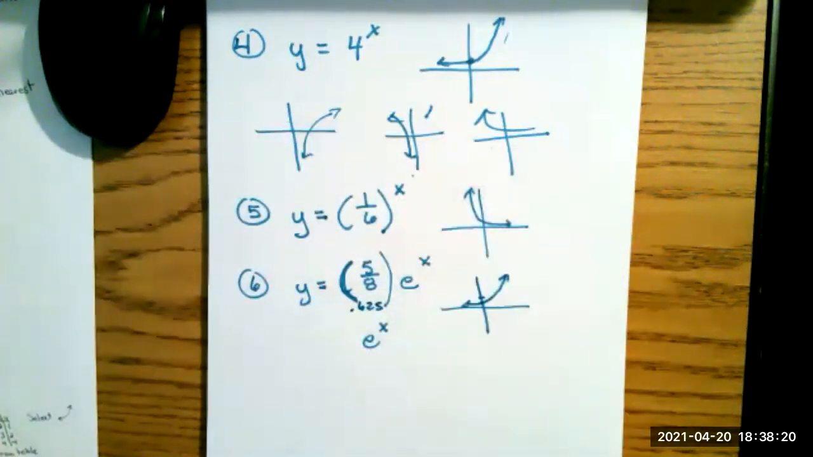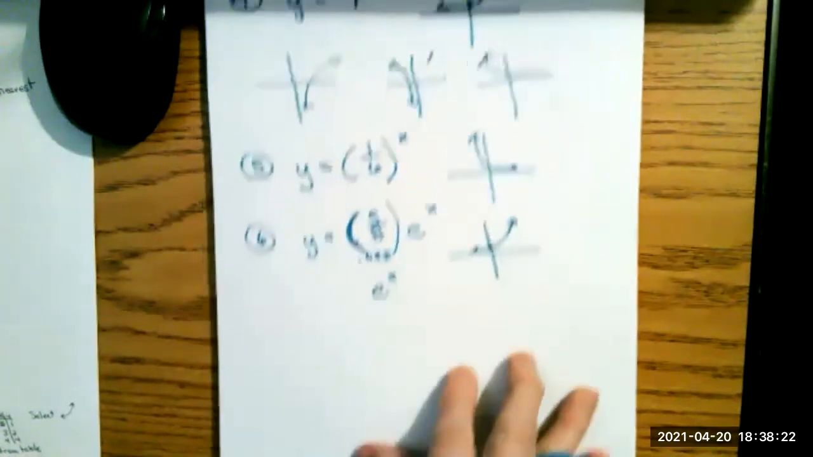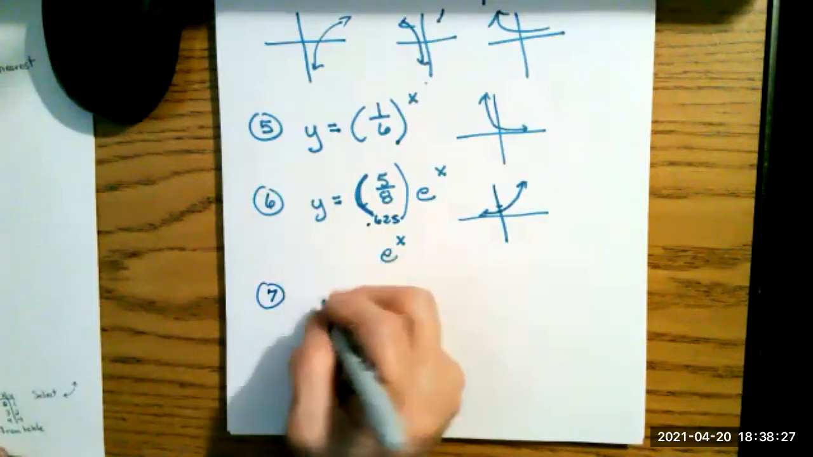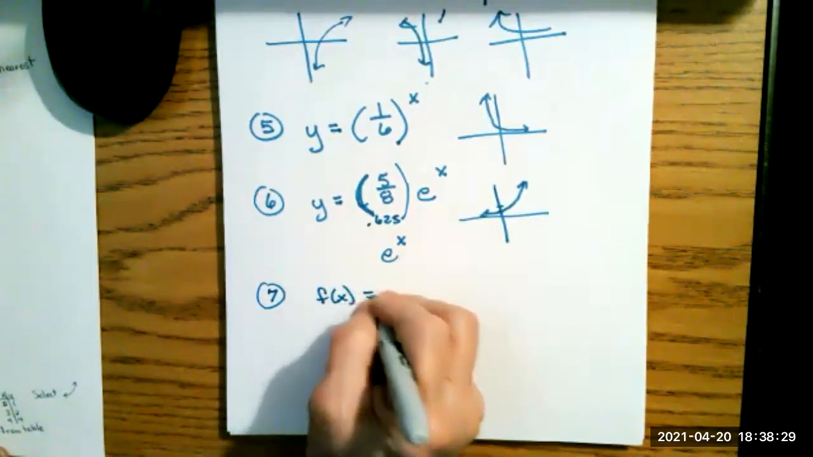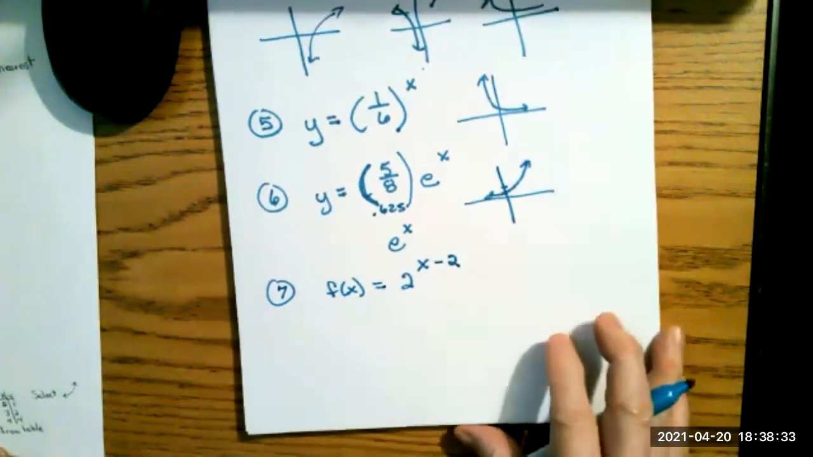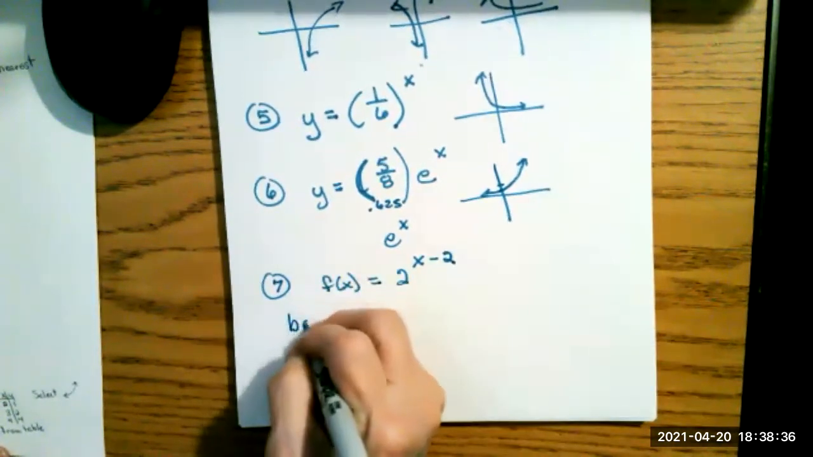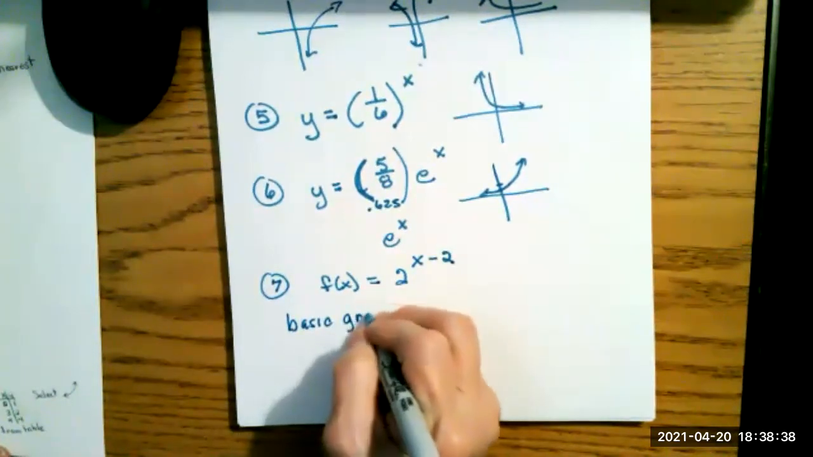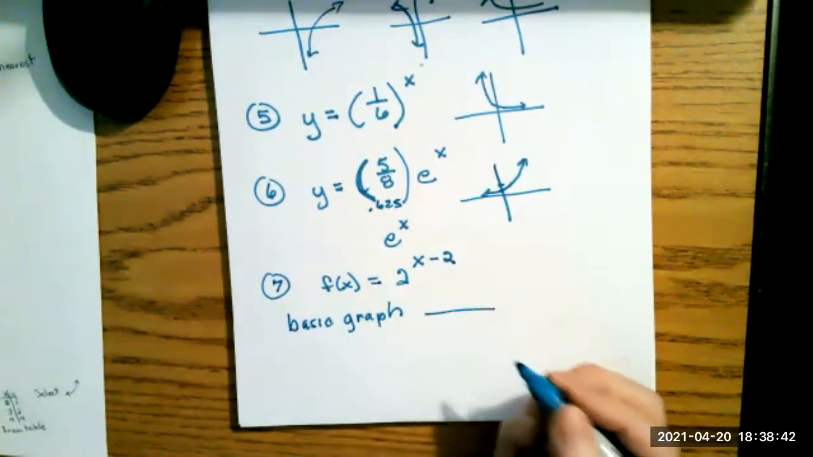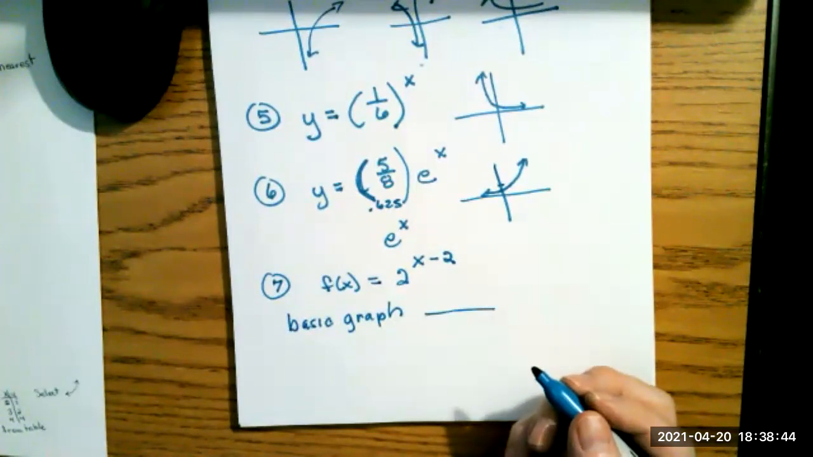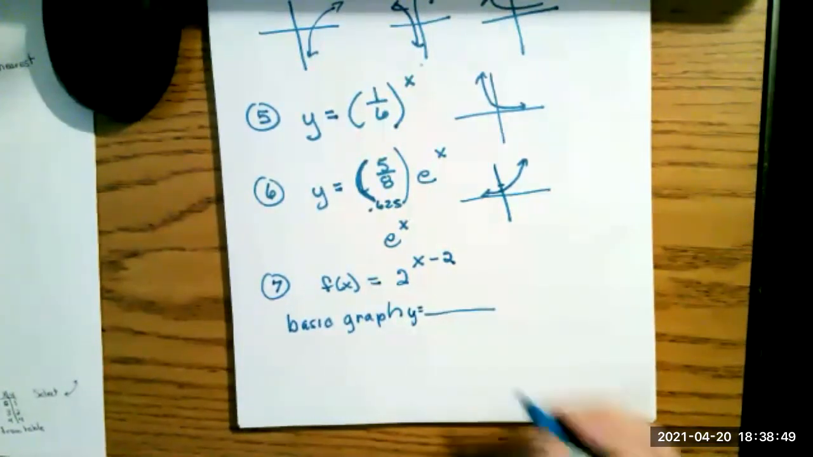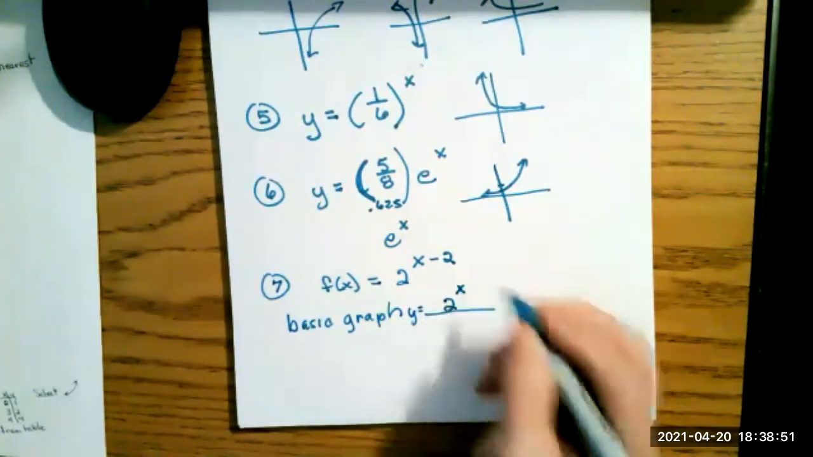All right. They all pretty much look the same. When you get to number 7, you're going to start the shifts. It says f of x equals 2 to the x minus 2. And it says write the basic graph. So what would our basic graph be? 2 to the x power. And the y equals is out here. You don't put it in. You're just putting in 2 to the x.